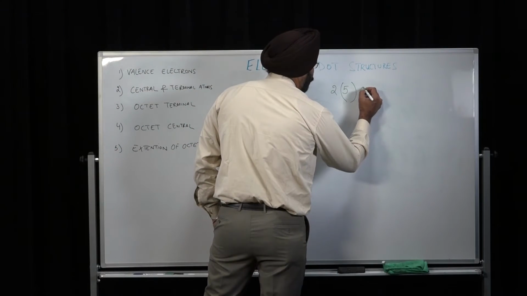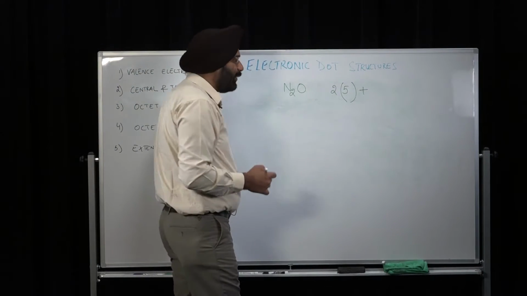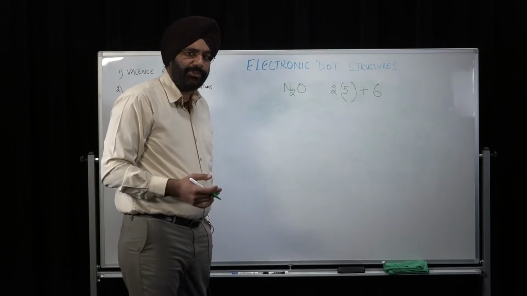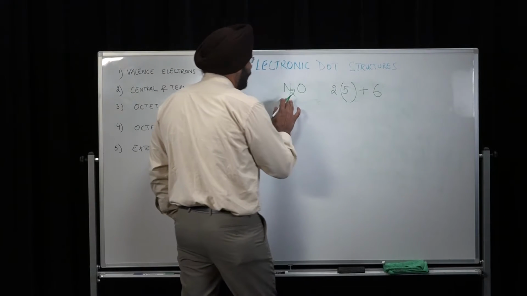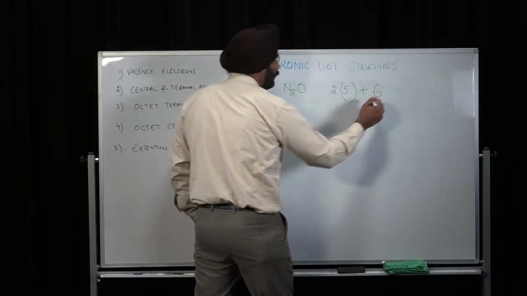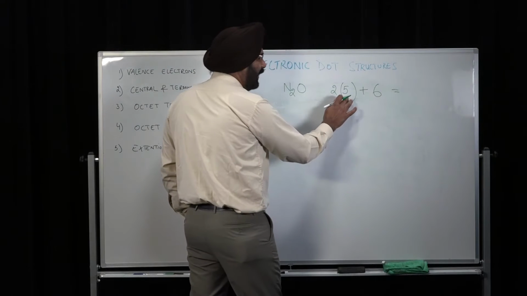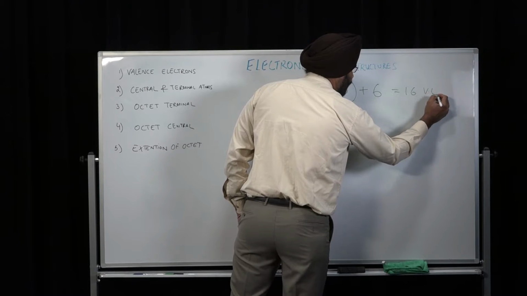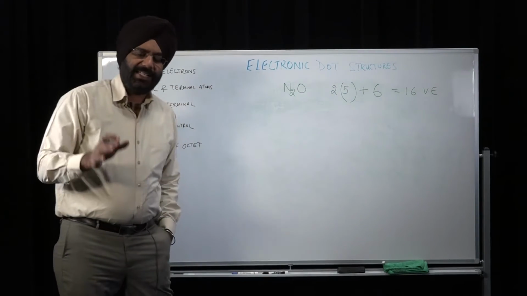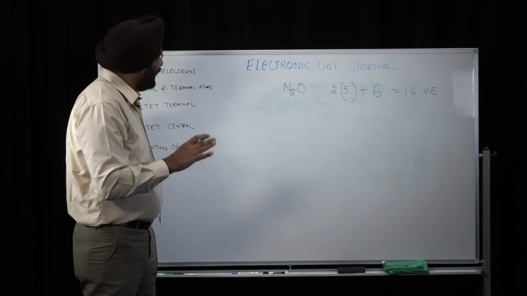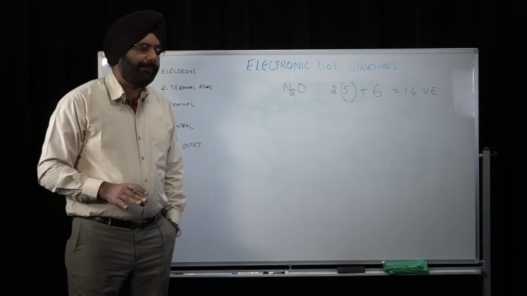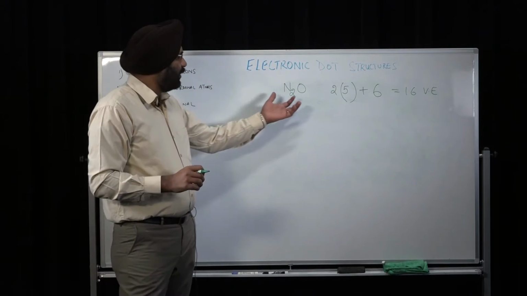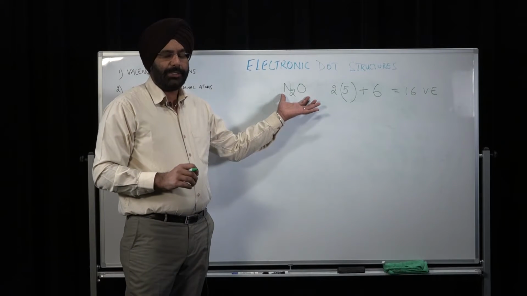And there is only one oxygen atom, and that oxygen atom has 6 valence electrons, belonging to the 6th group. So in total, in the N2O molecule, there are 2 times 5 is 10, plus 6 is 16. There are 16 valence electrons. So while writing the electronic dot structure for dinitrogen monoxide, I need to arrange 16 valence electrons around these 3 atoms in this molecule. Okay?